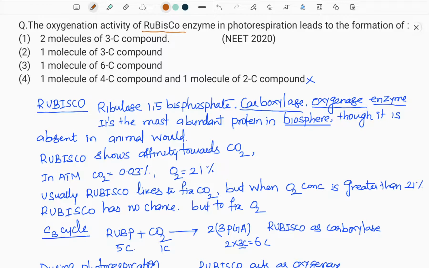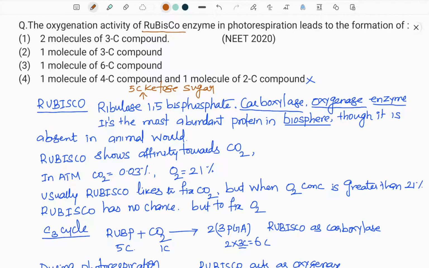It means ribulose 1,5 bisphosphate, it is a pentose ketose sugar. Pentose means it has got 5 carbons. 1,5 means it has got 2 phosphates, one at the first carbon, another at the fifth carbon. Ketose, you know, aldose and ketose. It is a sugar molecule.